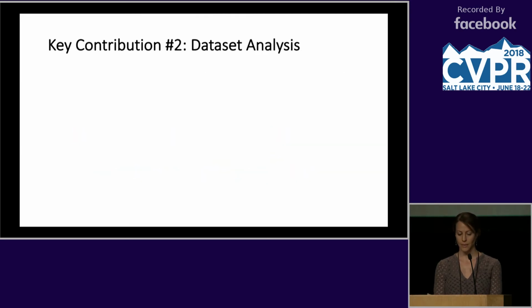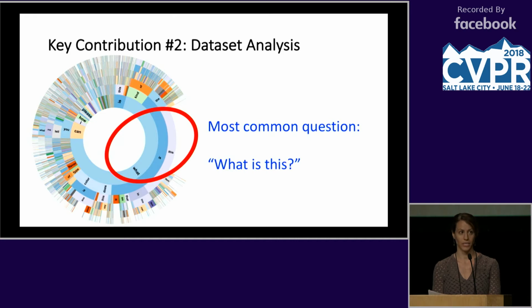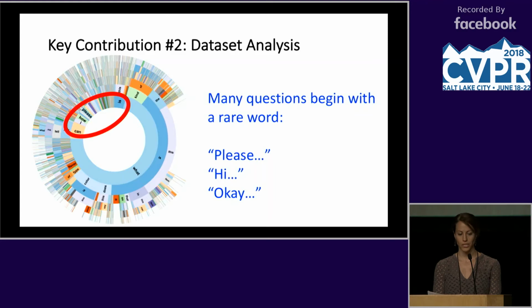We next examined the diversity of questions, images, and answers in the data set. We show visually the frequency that questions begin with different words using a sunburst diagram. The most common question is the basic recognition question of, what is this? Questions also regularly begin with a rare first word, such as please, hi, or okay. This illustrates that spoken questions can be more conversational.